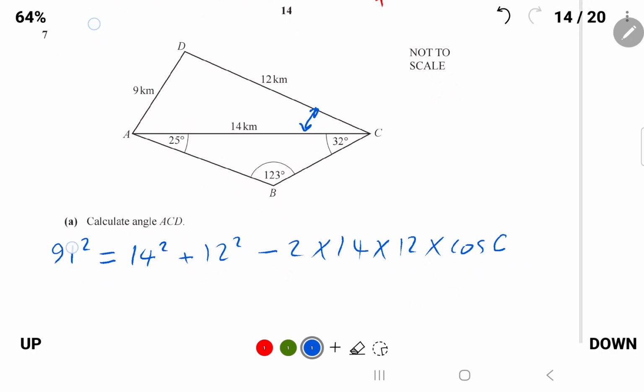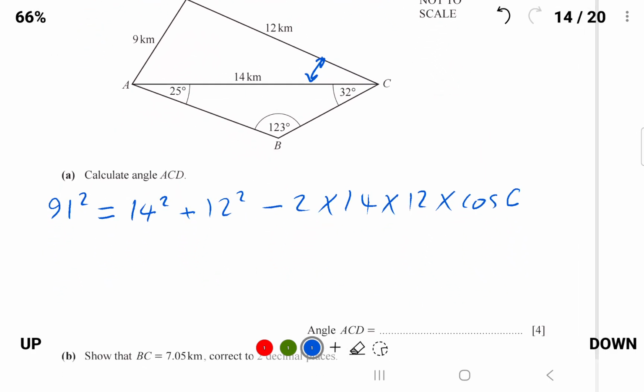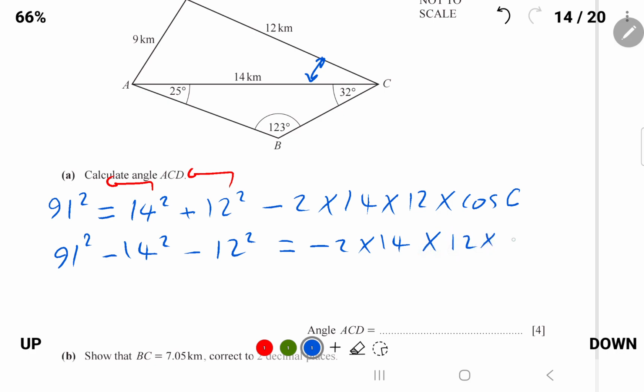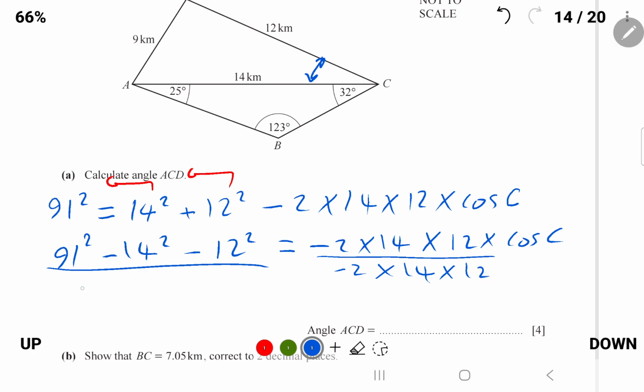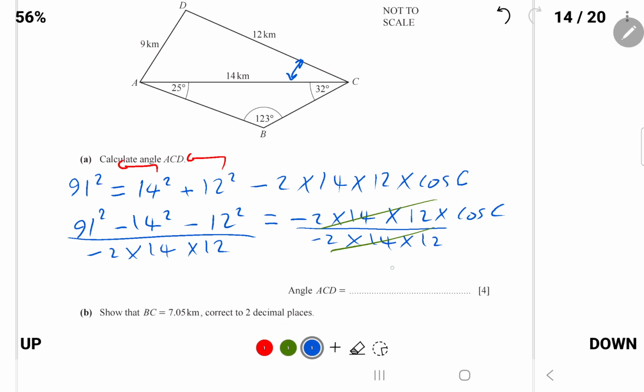Now to continue solving, here we have to make cosine C the subject of the formula. So let's take these amounts to the left side and see what we get. 91 squared minus 14 squared minus 12 squared equals negative 2 times 14 times 12 times cosine C. Now we divide both sides of the equation by negative 2 times 14 times 12. Cancel these amounts to make cosine C alone on the right hand side.